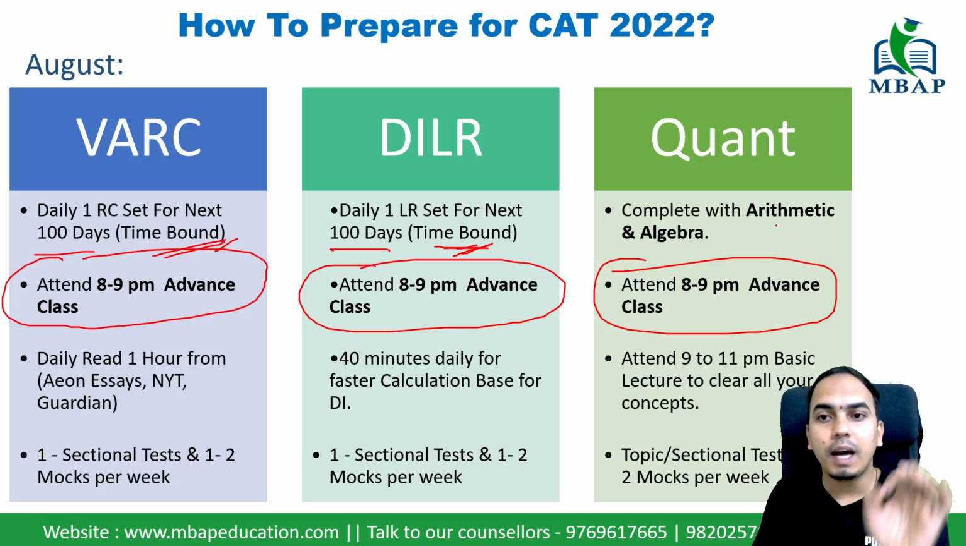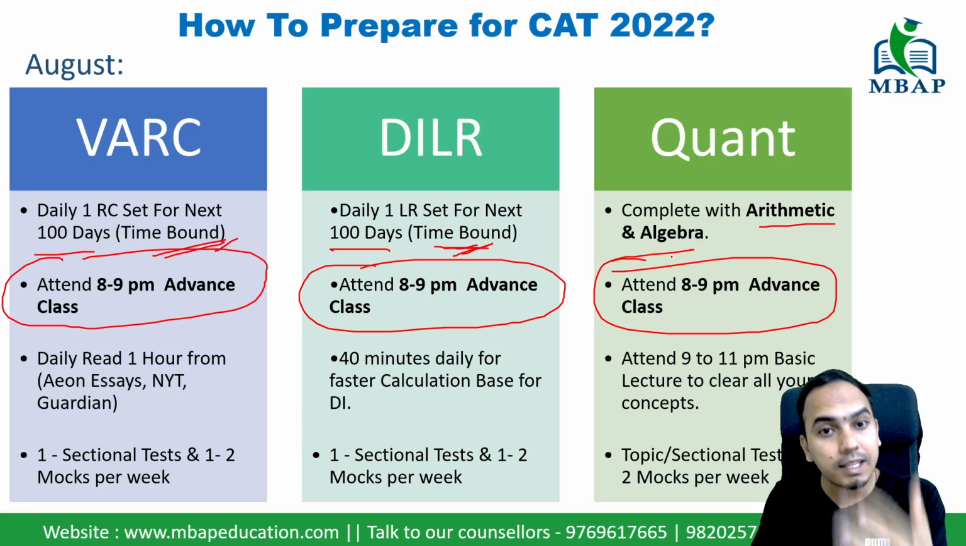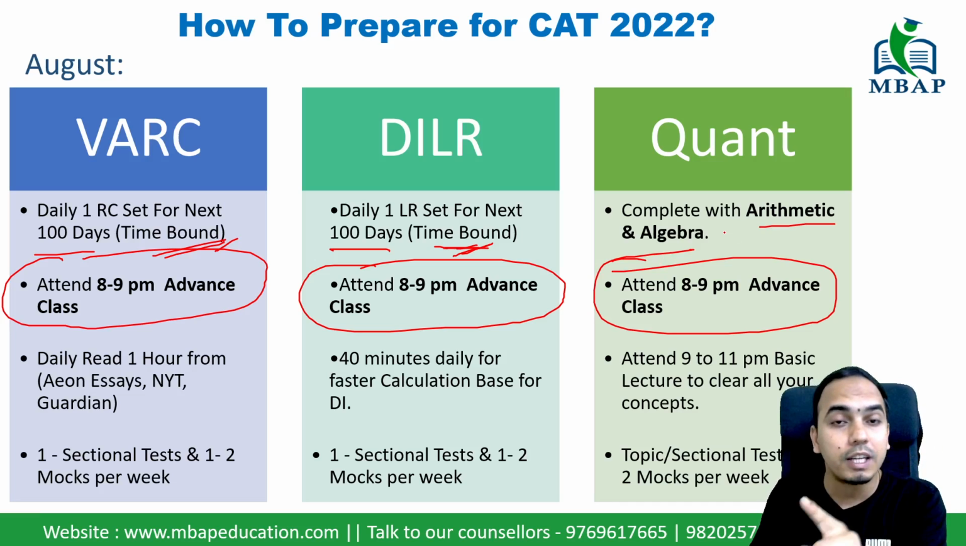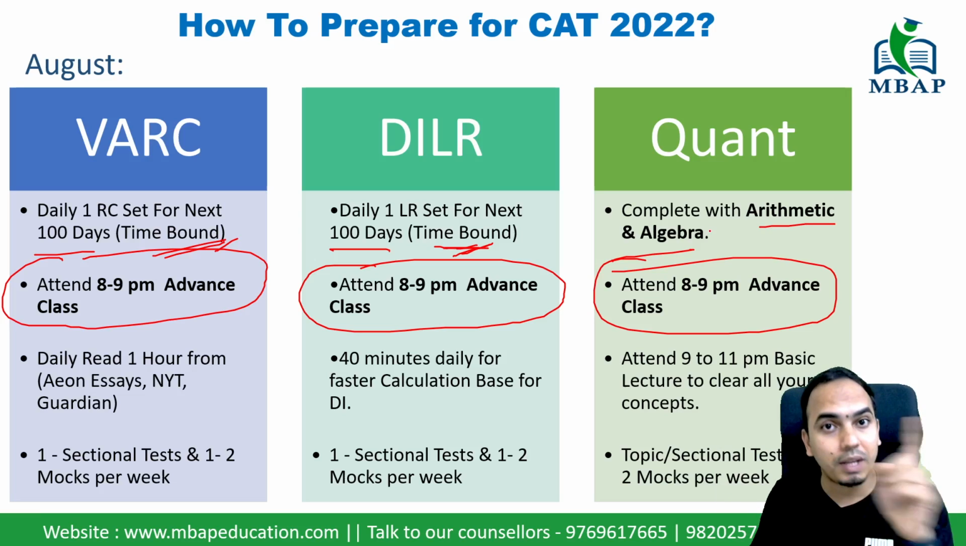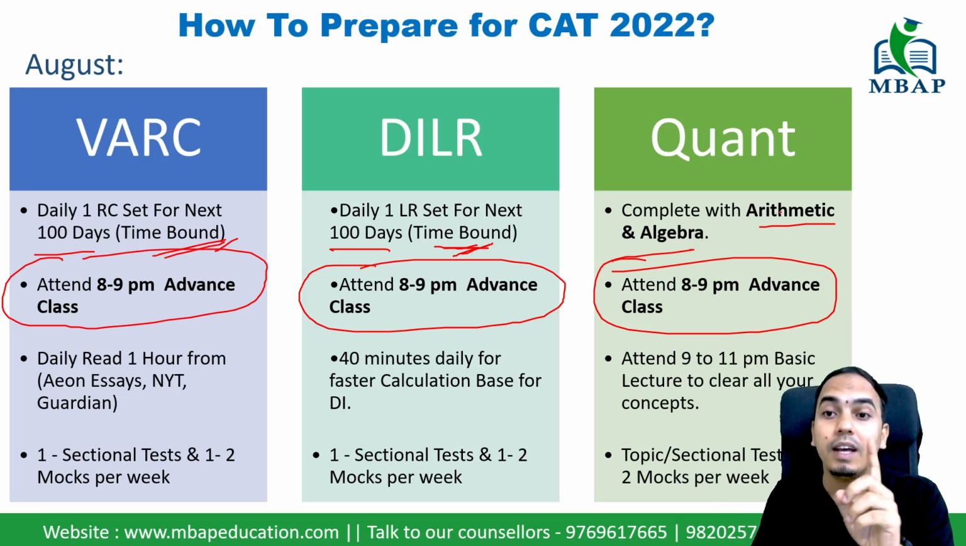From the quant side, you have to do arithmetic and algebra in the starting. If you have done the A, B, C, D, all four, on all the arithmetic and algebra, then you can go ahead. But if you have not done the A, B, C, D that I told you, arithmetic and algebra, please go and finish that first.